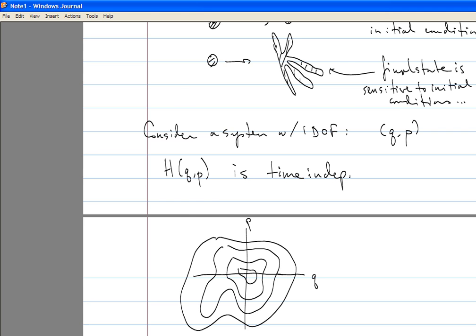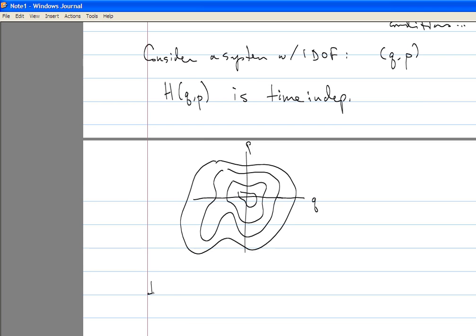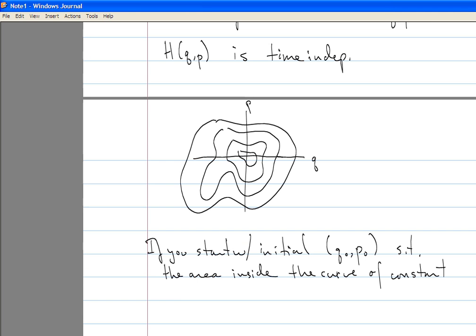Now, the statement, which you already know, is that if you start with some initial values of the position and conjugate momentum, provided that the area inside the curve of constant Hamiltonian is finite, then you are guaranteed to return to your starting point.